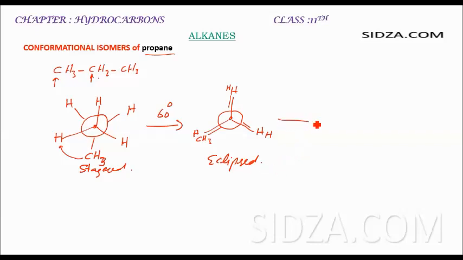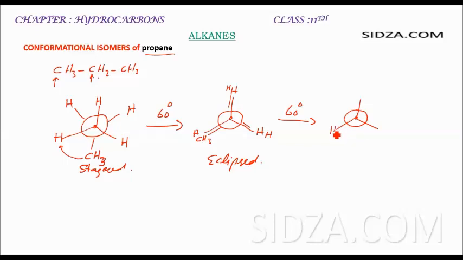Again, one more 60 degree rotation. Let's keep the front carbon at its own position. We do not change the front carbon. Let's change the back carbon. You can do it the other way also. You can rotate one carbon and fix the next one. Suppose I fix the back carbon, I can rotate the front carbon also, right? That's not a problem. So we can do it the other way also.